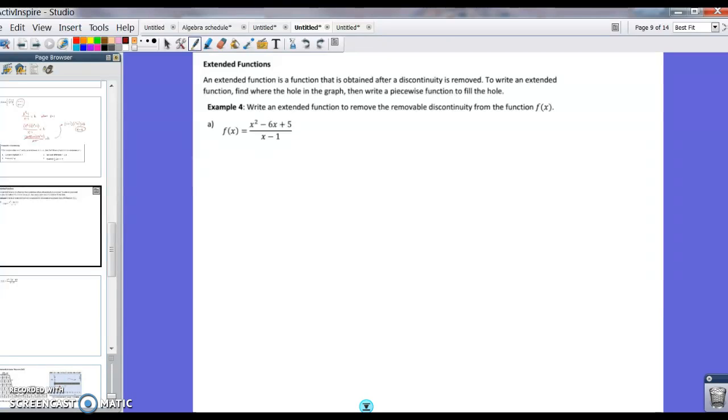Hey everyone, I wanted to continue on with the notes from our last class, and hopefully we can get this all in one video. We'll see how it goes here, but we're going to next talk about extended functions.